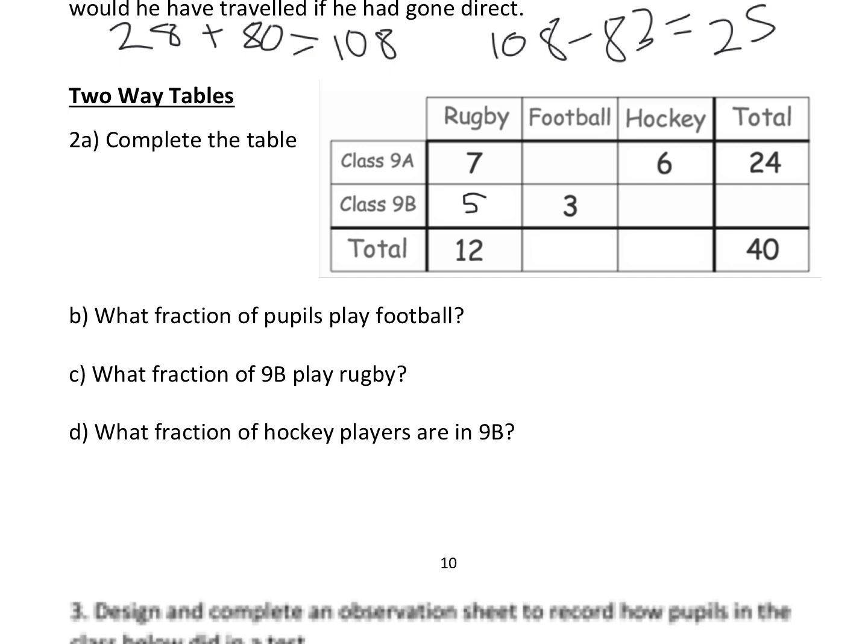We can also read this table horizontally across the way. In class 9A, we've got 7 people play rugby. We don't know how many play football, and 6 play hockey, but there must be 24 in that class. 7 plus 6 is 13, which must mean there's another 11, because 13 plus 11 would make up 24 in that class. We can then see how many people played football, because 11 plus 3 is 14.